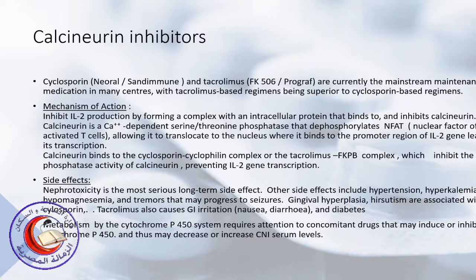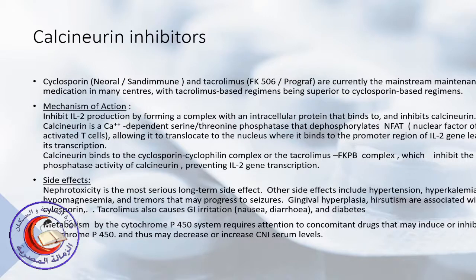Nephrotoxicity is the most serious long-term side effect of calcineurin inhibitors. So when you are asked about the mechanism of action and the complications of calcineurin inhibitors, you do not forget nephrotoxicity. Other side effects include hypertension, hyperkalemia, hypomagnesemia, tremors that may progress to seizures in severe reactions or susceptible individuals. Gingival hyperplasia and hirsutism occur only with cyclosporin. Tacrolimus also causes GI irritation, nausea, diarrhea, and diabetes. In addition to the effects mentioned before, nephrotoxicity is the most serious.